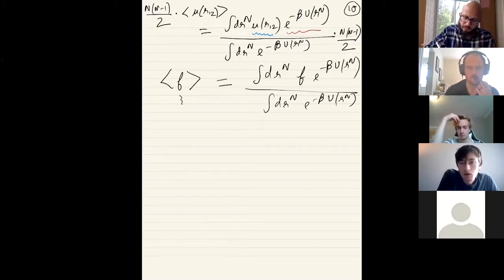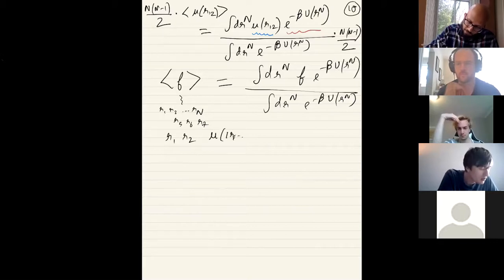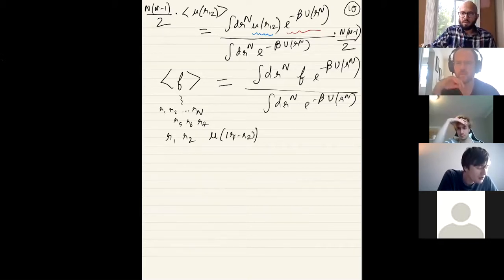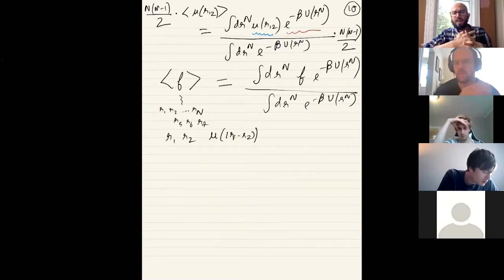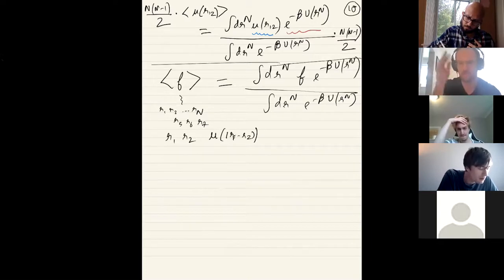Here, f could be a function of r1, r2, up to capital N. It could be a function of r5, r6, and r7. I am saying f is here a function of r1 and r2. More specifically, f is small u of r1 minus r2. It's kind of like we're implicitly doing this with momentum here, because when you do the probability distribution, there's no momentum in there. This is more complicated than that.